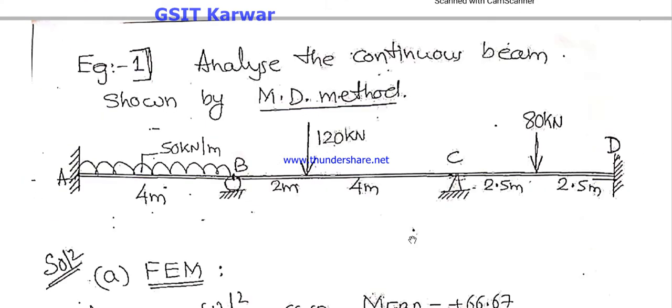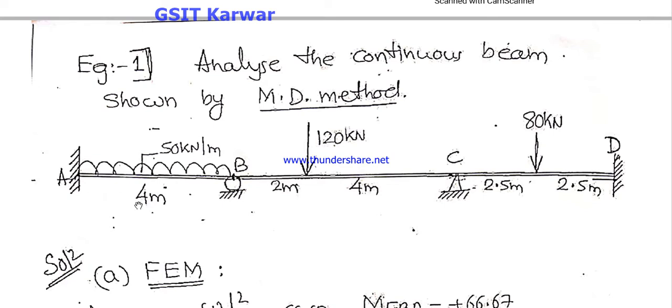Let us take one example. Analyze the continuous beam shown by the moment distribution method. And the line diagram is given like this. This is a continuous beam. Support A is fixed support and support B is roller, support C is hinged support, support D is fixed support.